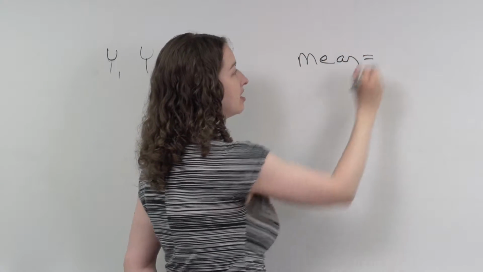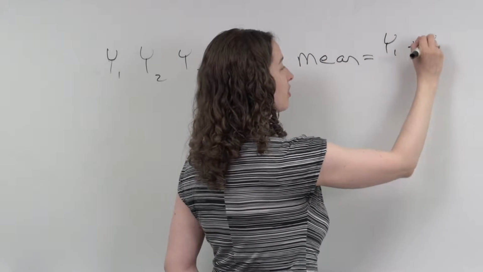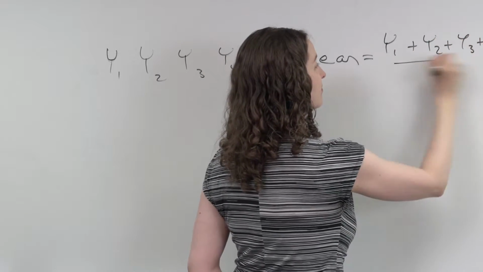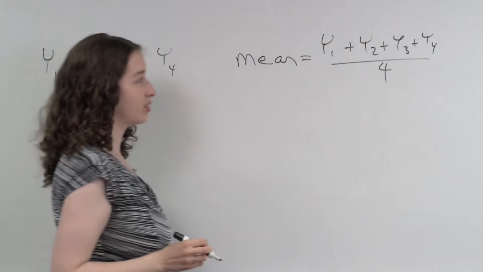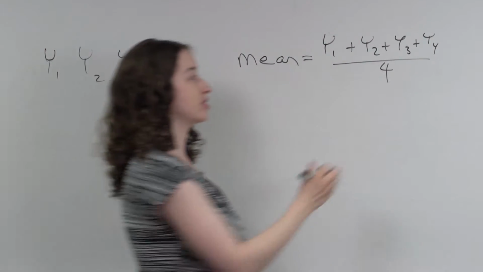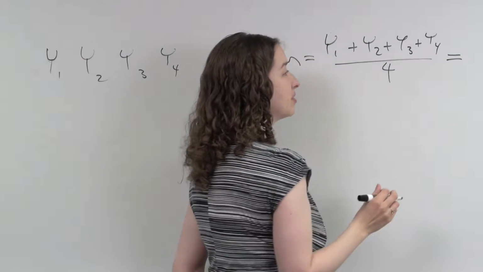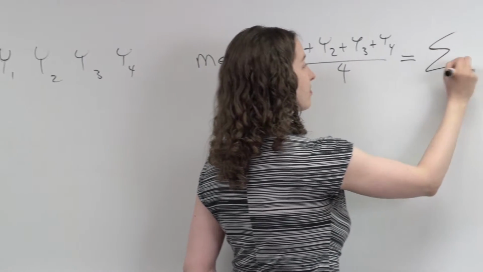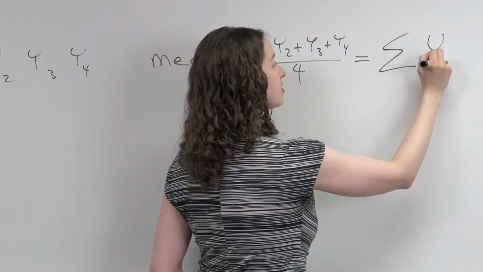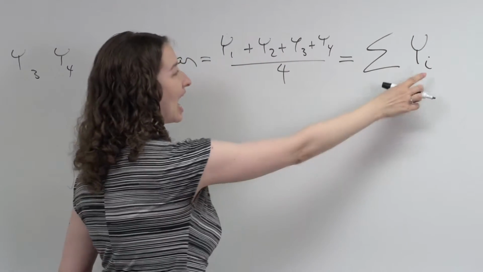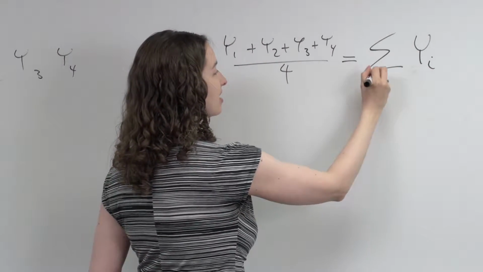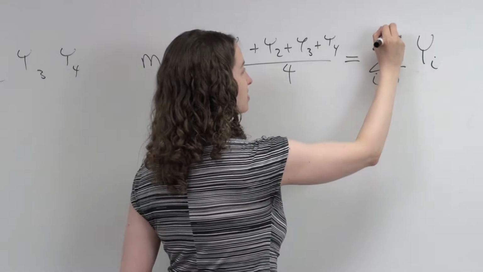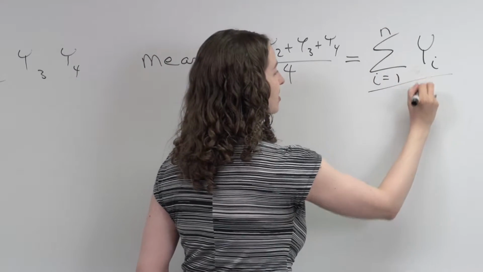So the mean comes from taking y1 plus y2 plus y3 plus y4 and dividing by how many data points there are. Or another way to do this would be to use the sigma notation for a sum. In other words, I want to add up all the yi's where the i starts at 1 and goes to n, which is the sample size, and then I want to divide that by n.